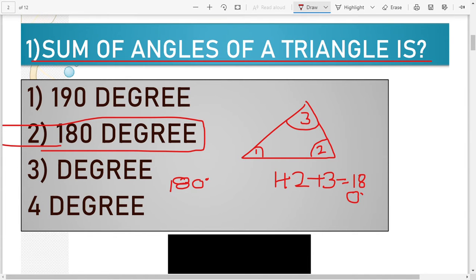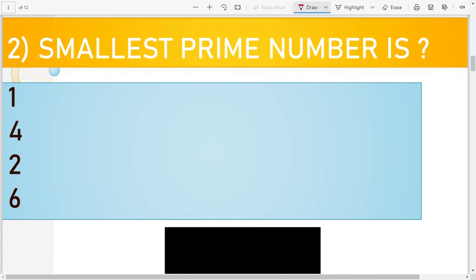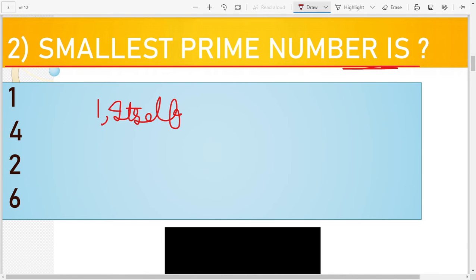So moving to the second question. The smallest prime number is, you have to tell the smallest prime number. See, prime numbers are the numbers which are not divisible by any number except 1 and the number itself. So the smallest prime number is 2. 2, 3, 5, then 7, and so on. So the first number is 2, so the smallest prime number is always 2.